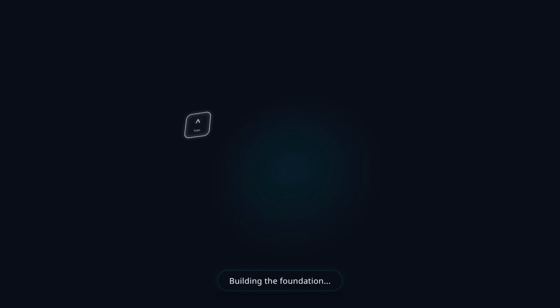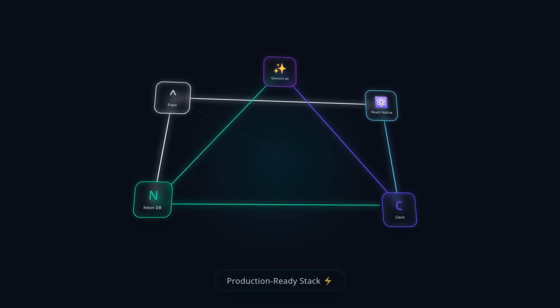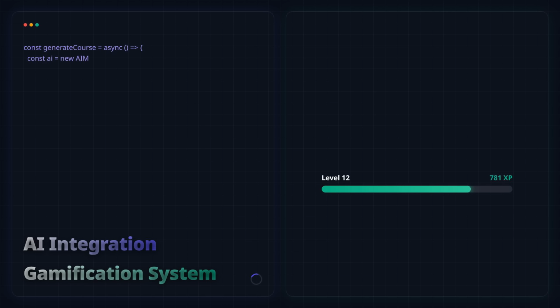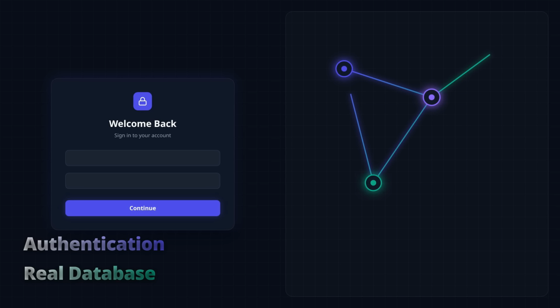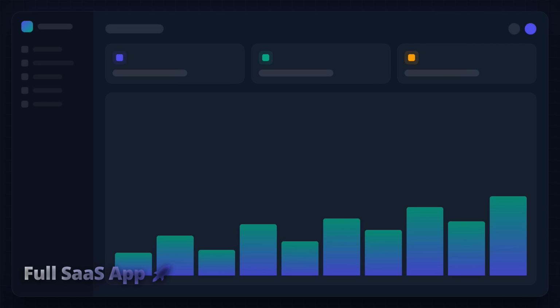We are building this with Expo and React Native, Neon database for the backend, Clerk for the authentication and Gemini AI to power the course generation. By the end of this tutorial, you will know how to integrate AI into a mobile app, build a working XP and reward system, handle authentication, connect to a real database and ship something portfolio worthy.